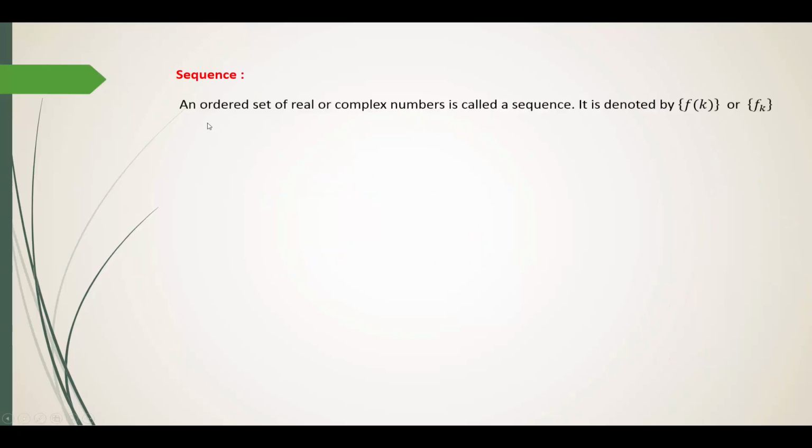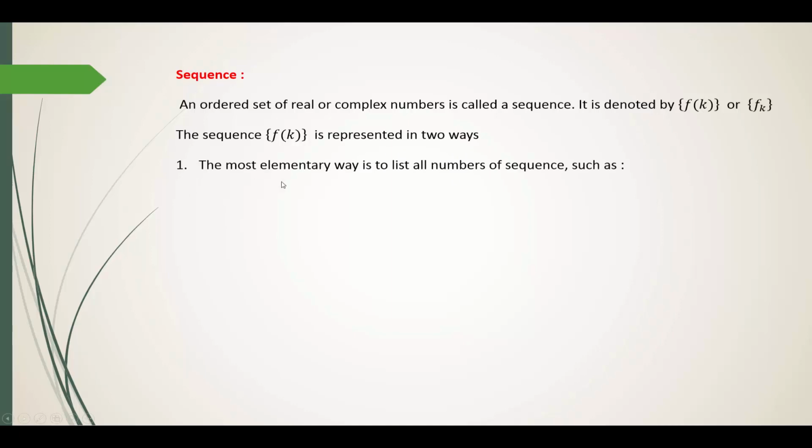Definition of sequence: an ordered set of real or complex numbers is called a sequence. It means a set of real and complex numbers in some definite order is called a sequence. It is denoted by f(k) or f_k. The sequence f(k) is represented in two ways.